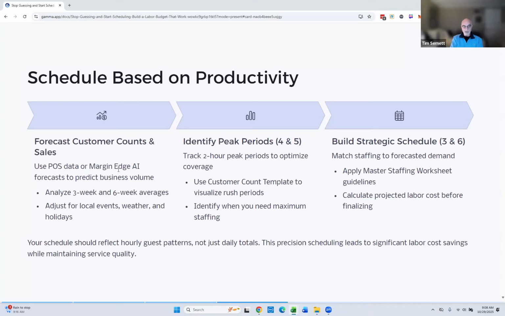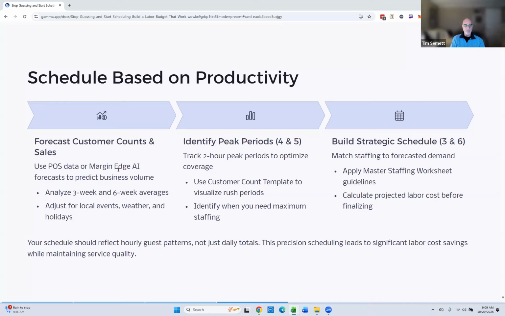Margin Edge is one of our key tools that we use to manage your vendor bills, and it picks up all your point of sale information once that's linked in. And in other weeks, we talk about linking all your tools so that you get a comprehensive financial reporting package.